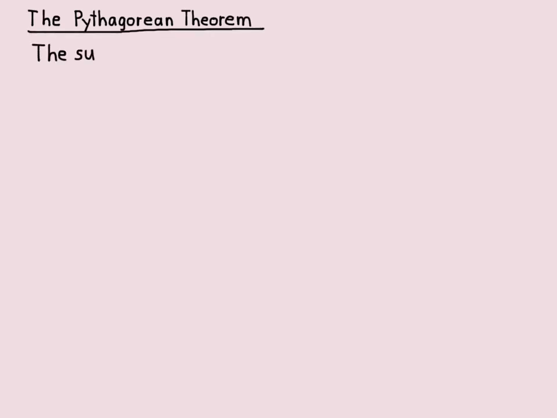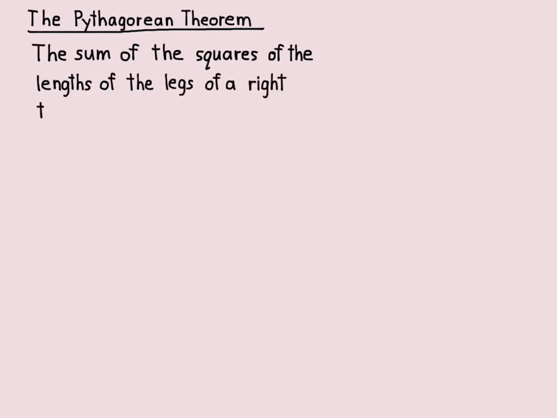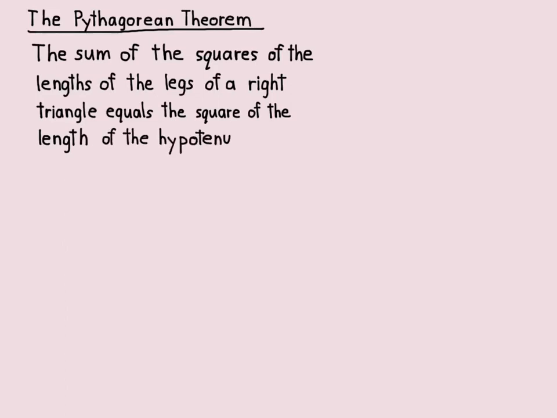So the Pythagorean theorem: the sum of the squares of the lengths of the legs of a right triangle equals the square of the length of the hypotenuse of the right triangle. That's the statement of the Pythagorean theorem.